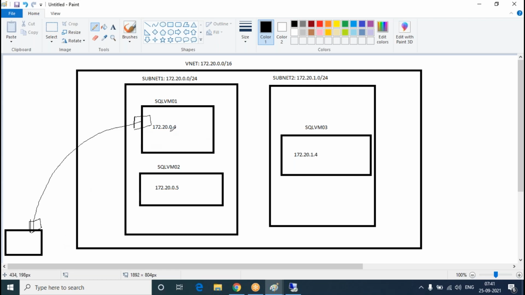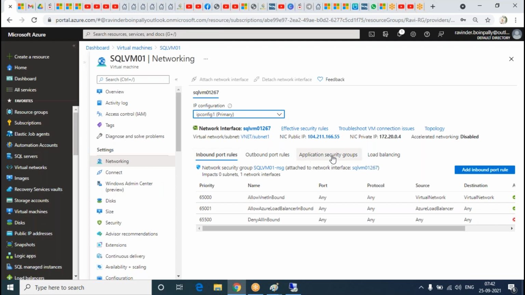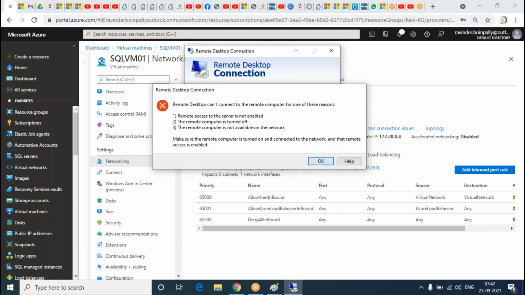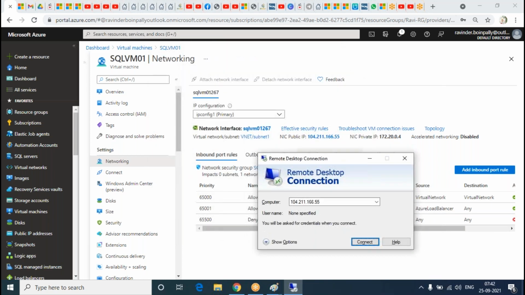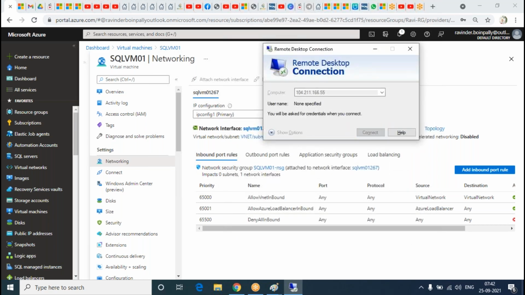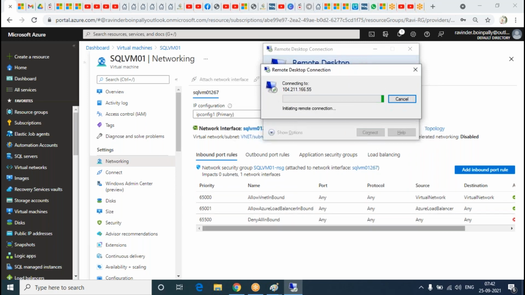To enter inside the VM, there is an NSG at the subnet level. We'll talk about that tomorrow. But anyway, there is an NSG associated with the VM. The NSG here is this one, networking inbound rules. The inbound rules are not allowing me to talk to this VM. The VM IP is this, 104.211.166.55. If I try to connect to this VM, I cannot connect because my IP is not allowed through the inbound. There is no rule to allow it, so it will throw an error.